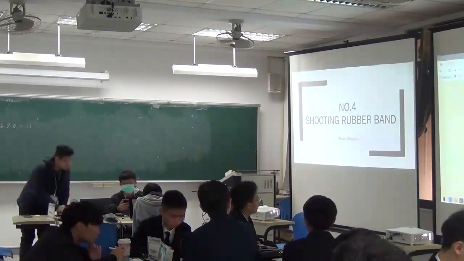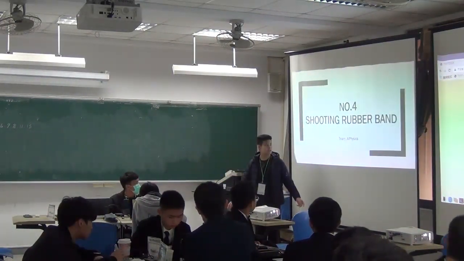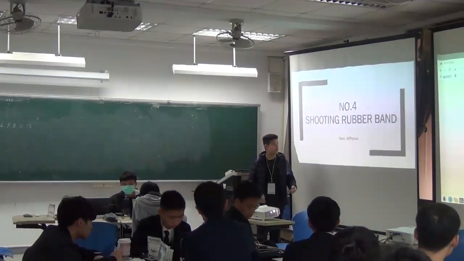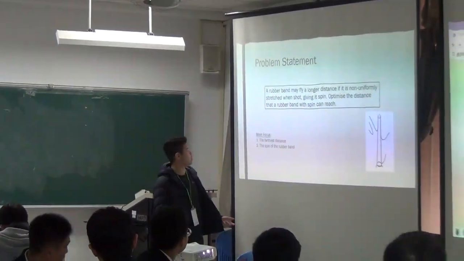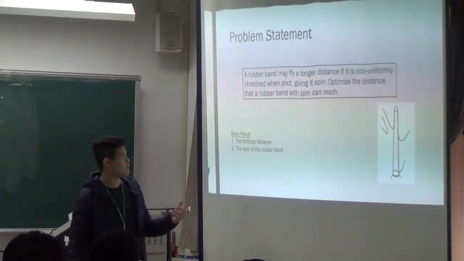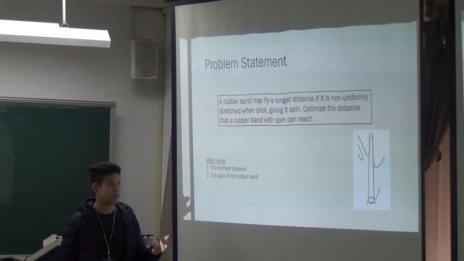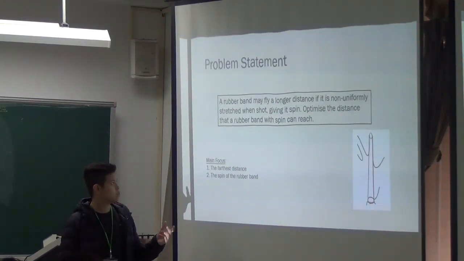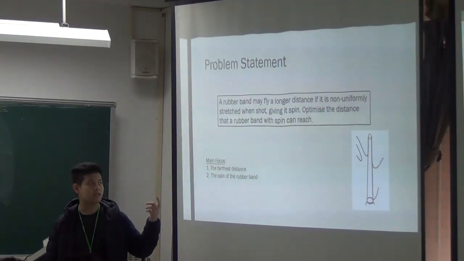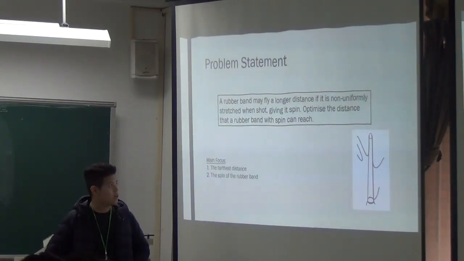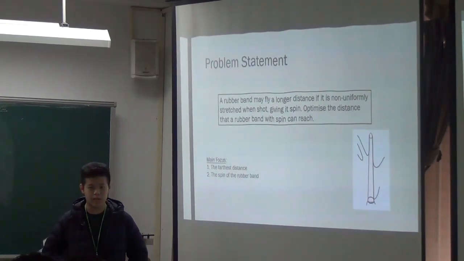Time stop. Presentation of the reporter, 12 minutes. Hello everyone, this is Tim. I'm the reporter for problem number 4, the shooting rubber band. And this is our problem statement. A rubber band may fly a longer distance if it is not uniformly restricted and spins when shot, given its speed. And we're going to find the longest distance this rubber band can shoot.